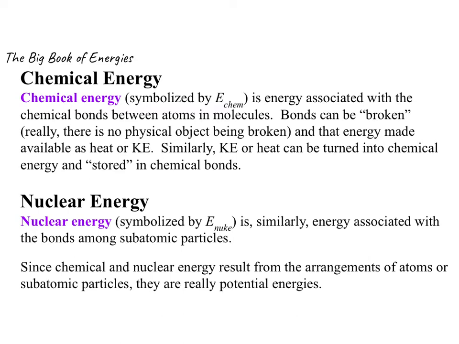Nuclear energy, symbolized by E sub nuc, is similarly the energy associated with the bonds among subatomic particles. So instead of between atoms, between the parts that make up atoms. Since chemical and nuclear energy result from the arrangement of atoms or subatomic particles, they are really potential energies. And in fact, basically all energies will fall down to being at root either a kinetic energy or a potential energy. And we usually reserve the terms kinetic or potential energy for organized and macroscopic things.